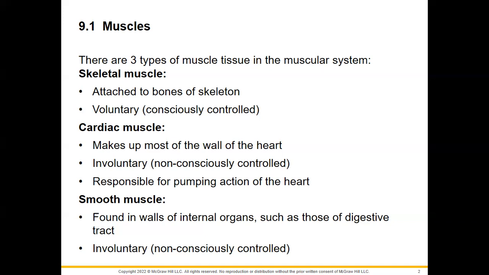Then you have smooth muscle. These are the muscles that are found in the walls of your internal organs, like your digestive system, like the walls of your blood vessels, etc. These are also involuntary. You do not control the functioning of the muscles in your internal organs.